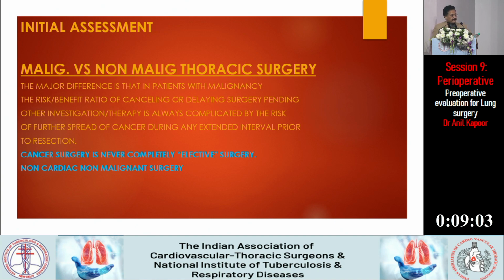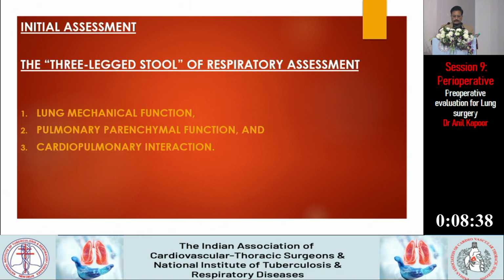There is a difference between malignancy chest surgery and non-malignant, non-cardiac surgery. Malignancy itself is never a truly elective surgery, because in case you delay cancer surgery because of pending investigations or some procedures, then chances of spread of malignancy are always there, so you should be very careful about it.